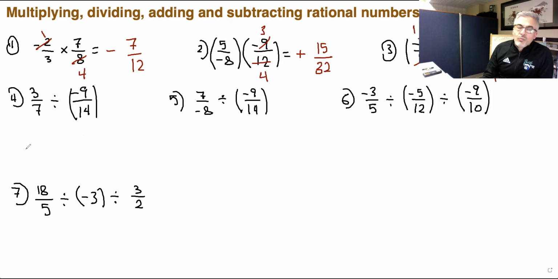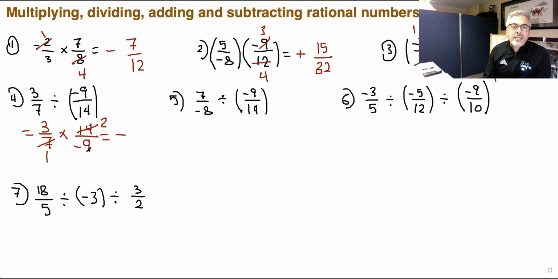When you're dividing, the first thing you need to do is change it to multiplication. You keep the 3 over 7 the same, but you change the division to multiplication, and you flip the divisor. So it's 14 over negative 9. The answer is going to be negative. Now I ignore the signs. Reduce: 7 goes into itself once, goes into 14 twice. 3 goes into itself once, goes into 9 3 times, and the answer here again is going to be negative 2 over 3.